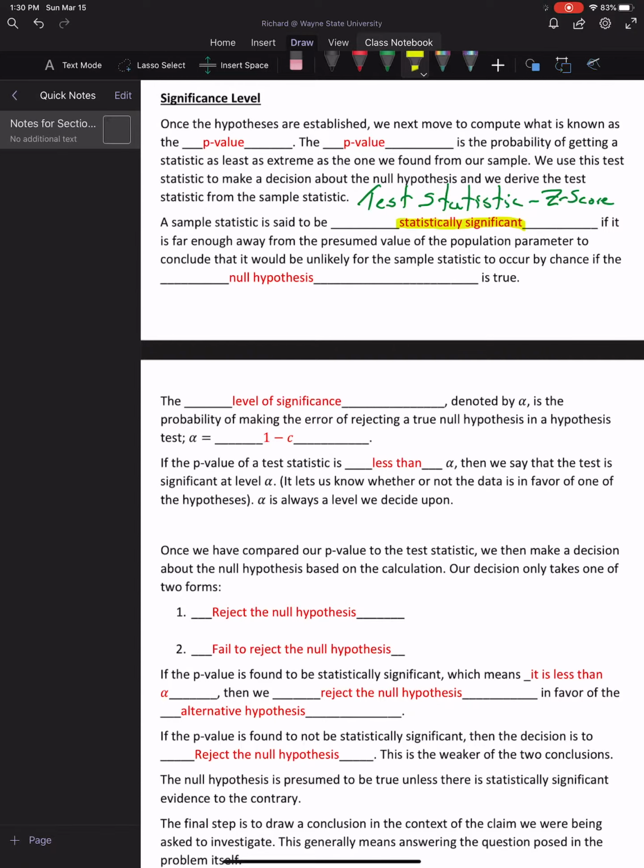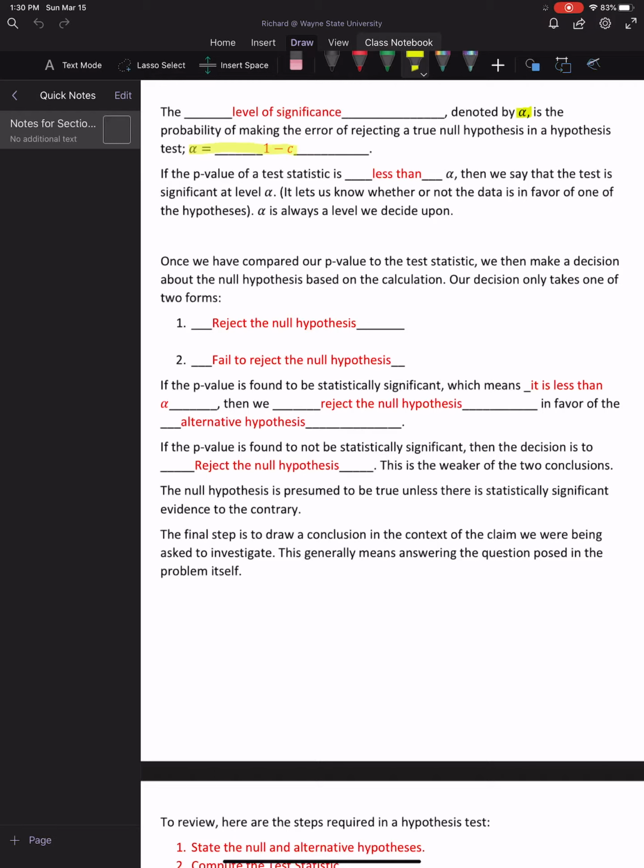Now we have something called the level of significance, and it's denoted by alpha. Alpha we've seen before when we talked about confidence intervals, if you remember back in chapter 8. And so we have alpha is equal to 1 minus c. So that little formula is back. It says if the p-value of a test statistic is less than alpha, we say that the test is significant at level alpha. So it lets us say whether or not the data is in favor of one hypothesis.